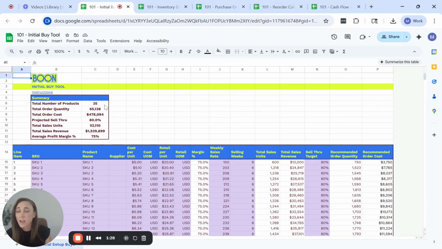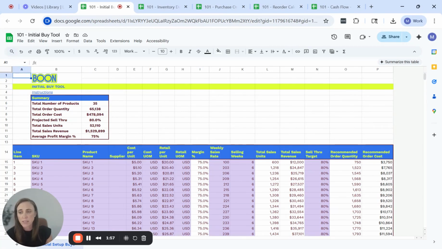We're looking at placing 35 different products with a quantity of 65,000 units for $478,000 cost, right? So really making sure you understand what you're going to pay for the inventory and then what you plan to sell through. So how many sales units you'd have, what your total revenue potential is, and what the profit margin is. In this template, what's really critical here is that you're looking at your whole assortment, even if not every SKU has to have its purchase order placed with the vendor at the same time.